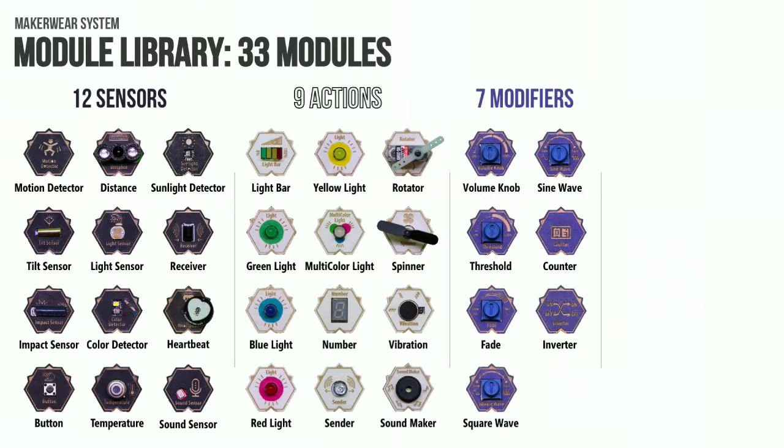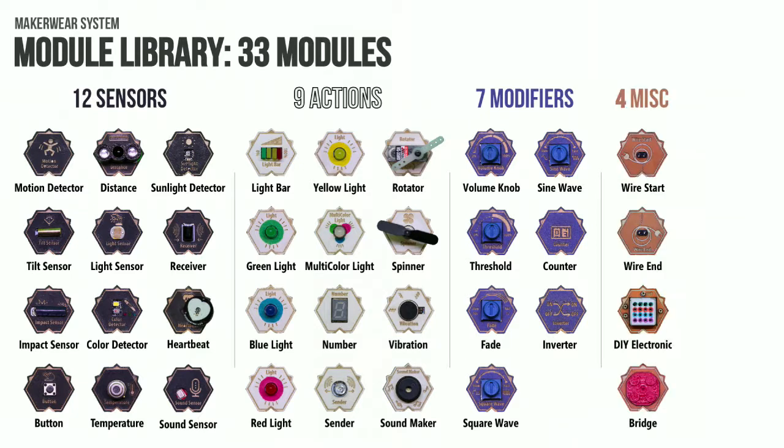7 different kinds of modifiers. A few ones to know about are the volume knob, which is a potentiometer, but we call it a volume knob. A threshold and inverter. So a threshold allows children to design with conditional logic, and the inverter inverts the signal. 4 miscellaneous, and the 1 power.